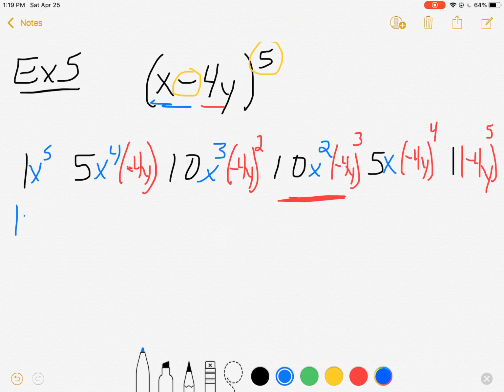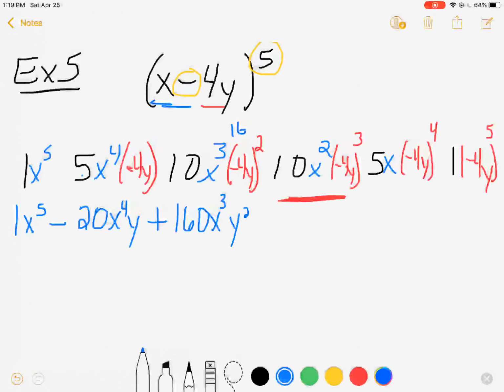So this will be 1x to the 5th. Then the next one will be minus, and then I have 5 times negative 4, so that's why it's minus 20x to the 4th y. This one gets squared, so when you square negative, you get positive, so that's why that's a plus sign. And then negative 4 squared is 16. So 10 times 16 is 160. x to the 3rd, y to the 2nd.